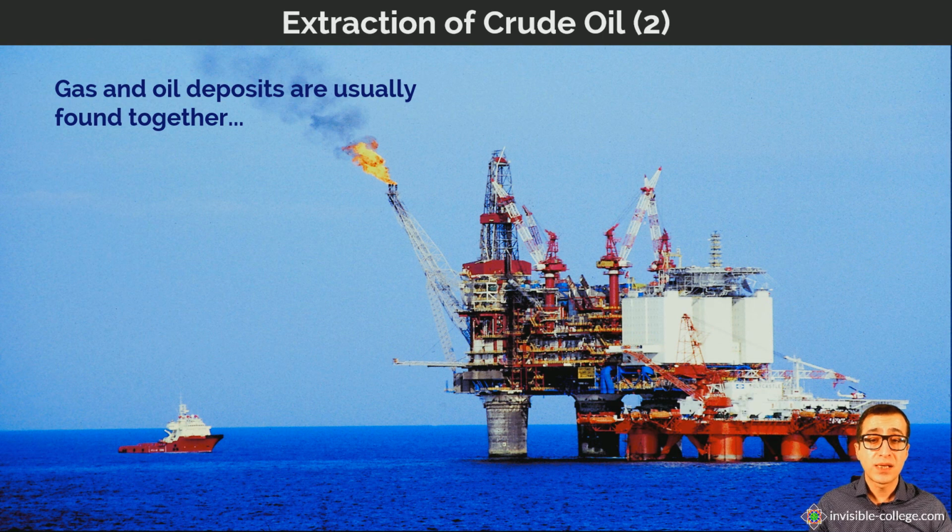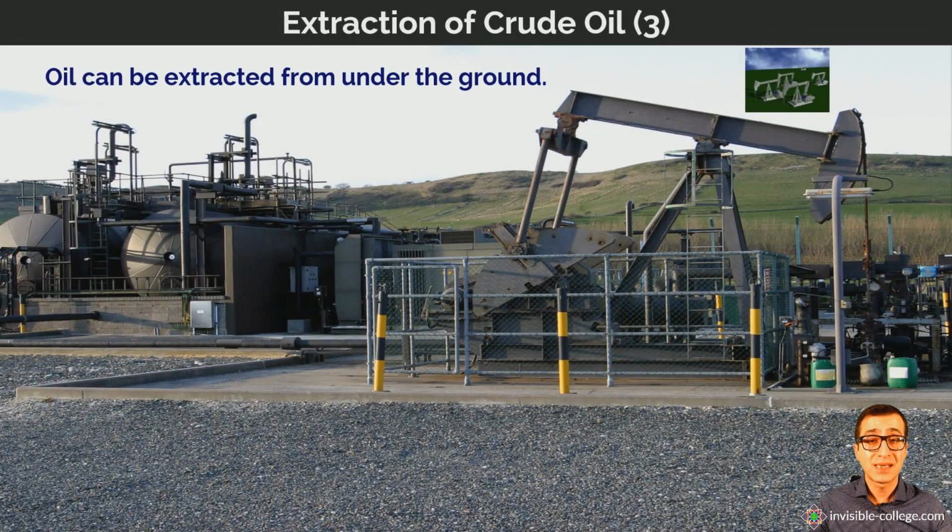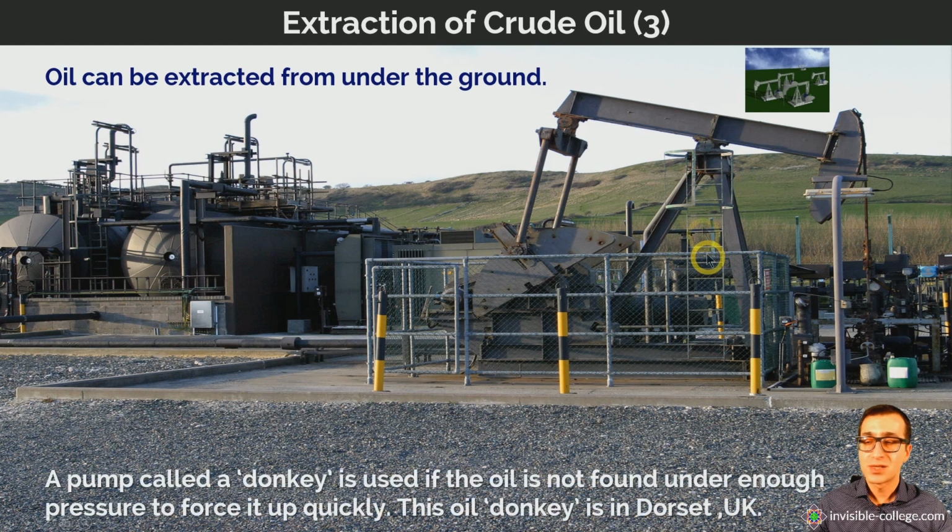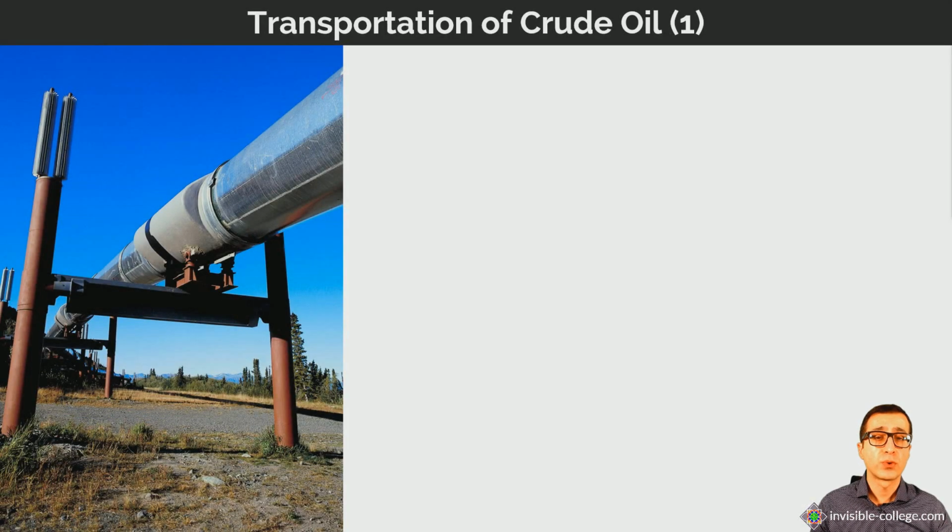Now, crude oil can also be extracted from terrestrial sources on land, where it's found deep under the ground. So here we see this device. This device is actually called a donkey because it does resemble a donkey, as you can see here. It's actually just a pump, which is being used to pump crude oil from deep within the ground up to the surface, where it can then be stored and then transported.